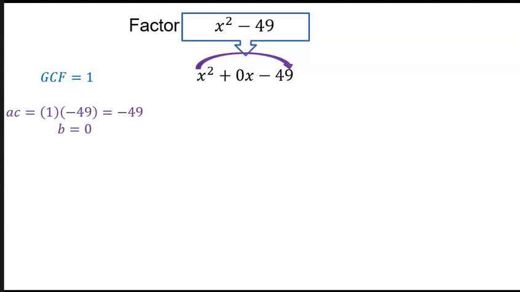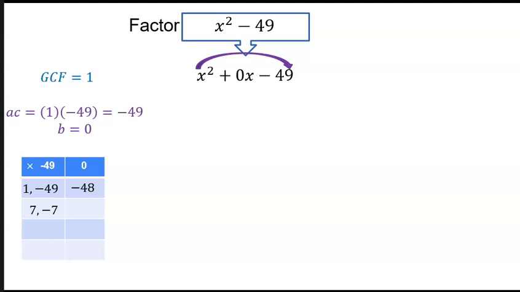To get a sum equal to 0, I need one value to be positive and the other to be negative. As I'm listing the factors of 49, I think about the fact that the square root of 49 is 7. 7 plus negative 7 will equal 0, and 7 times negative 7 will equal negative 49. This will happen with problems like this, where you can take the square root of the product of AC to find your two numbers that will add together to make 0. We can now continue to follow our steps for factoring and write our expression in factored form.